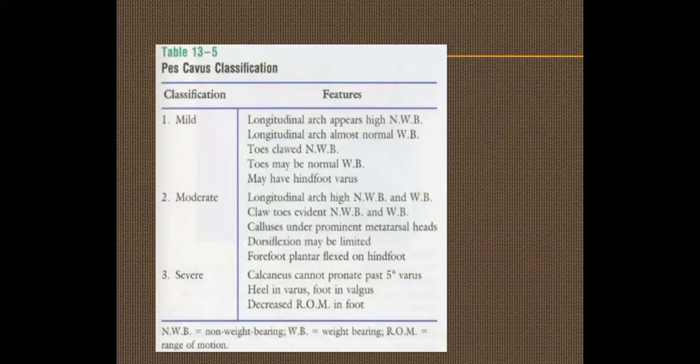In the severe pes cavus condition, the calcaneus cannot pronate past 5 degrees, the heel is in varus condition and the foot is in valgus. There is decreased range of motion in the foot.